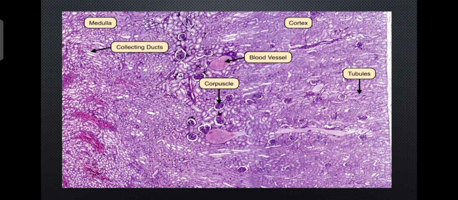See here in the histology slide, we can see a variety of tubules. These are the collecting ducts within the medulla, where more collecting ducts are seen, while in the cortex you can see the tubules, mostly the proximal and distal tubules. And here we can see the Malpighian corpuscle, consisting of the glomerulus surrounded by a Bowman's capsule. And these are the blood vessels entering into the kidney.